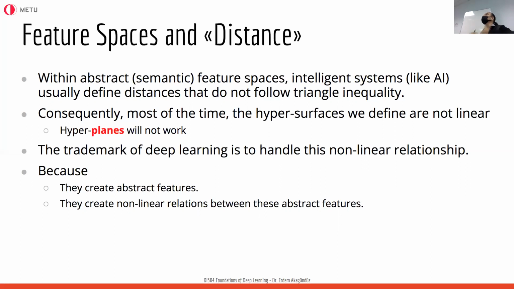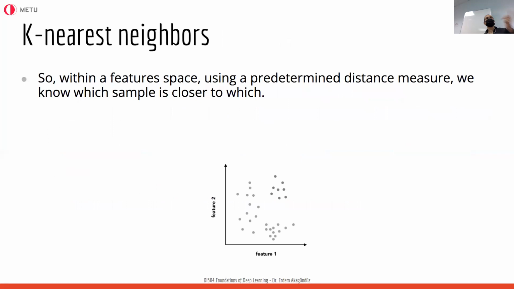That's why we need very large scales of data. These are the main differences of deep learning compared to machine learning. The trademark of deep learning is to handle this non-linear relationship, because they create abstract features and non-linear relations between these abstract features. I'm going to talk about a famous clustering method in machine learning, which will give you further idea about these feature spaces.